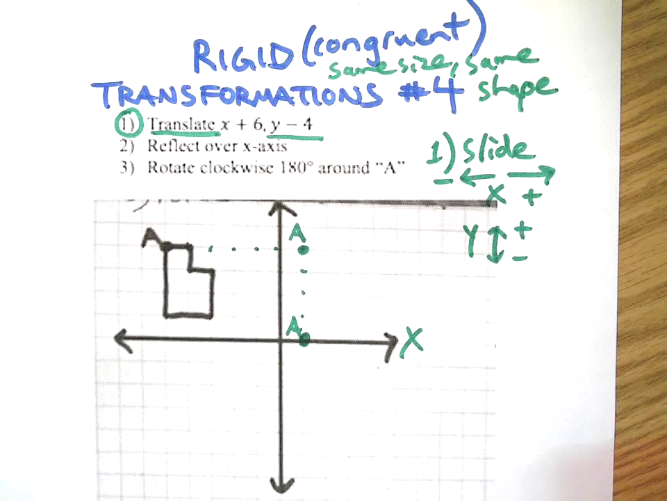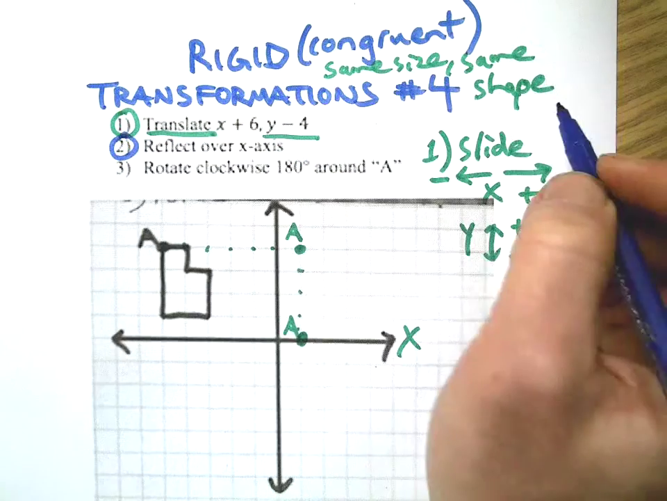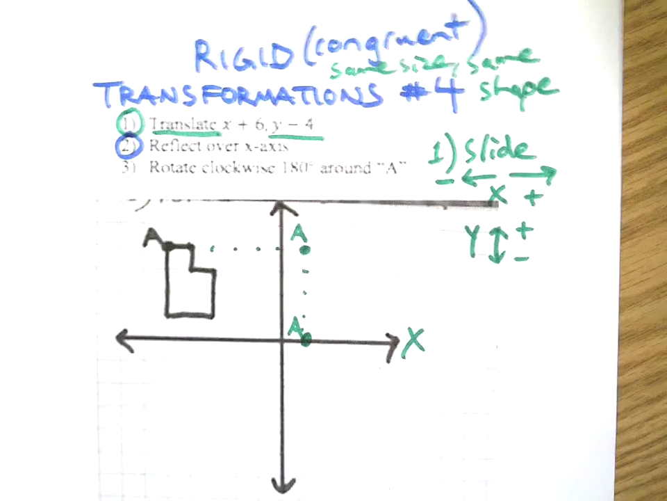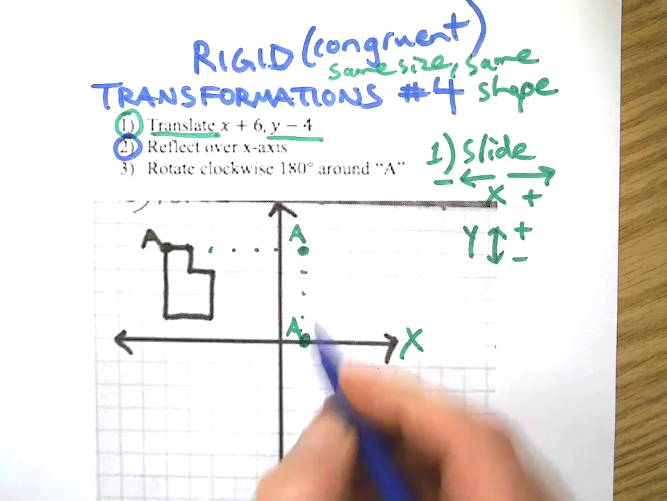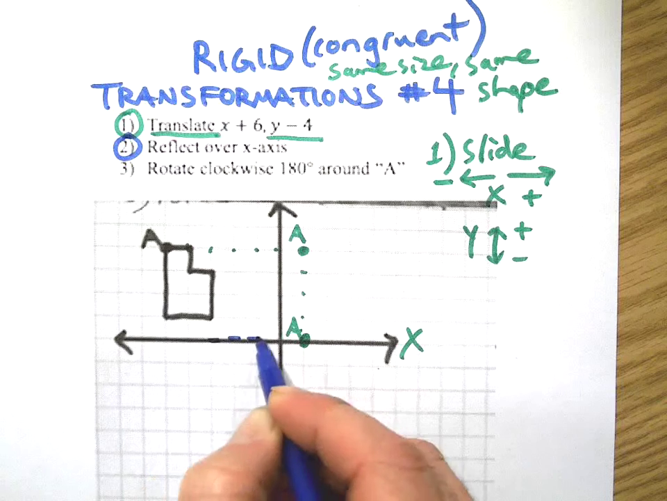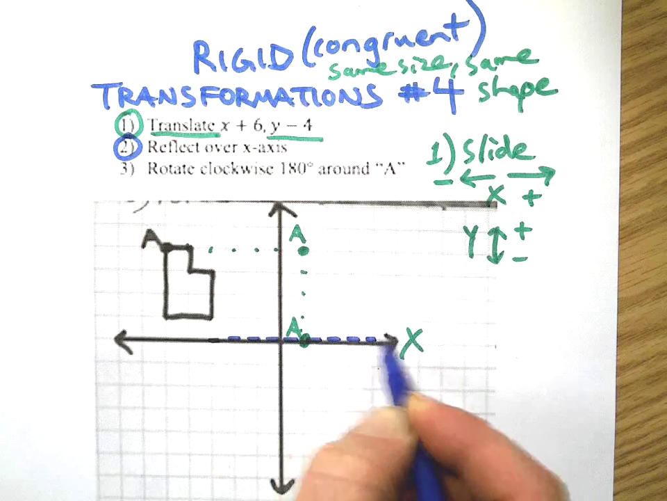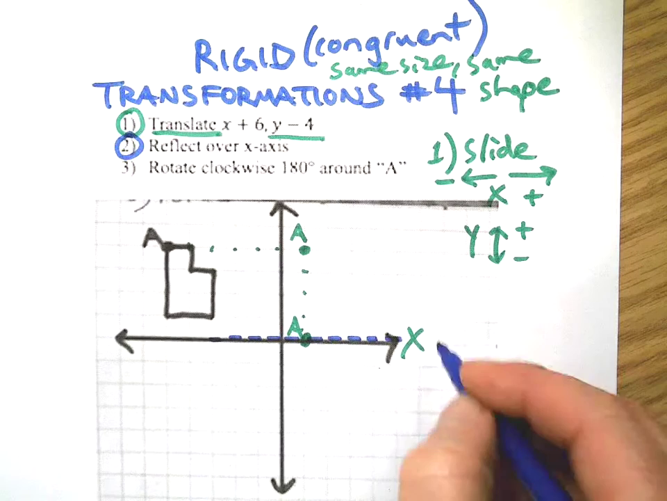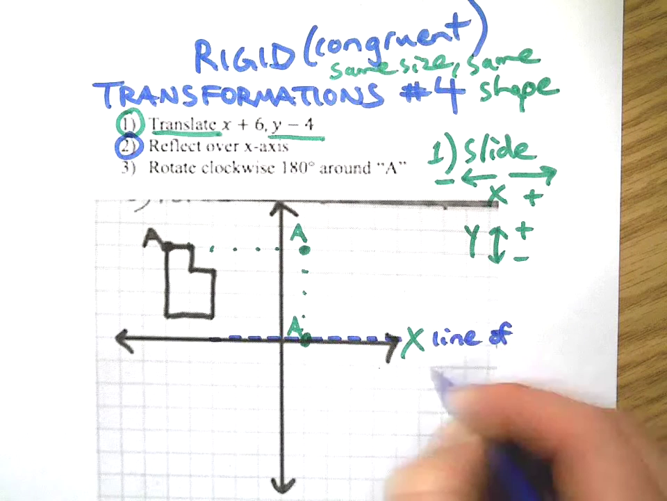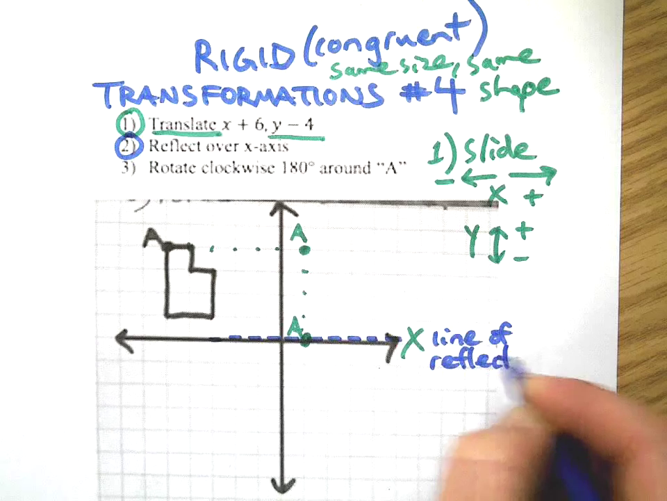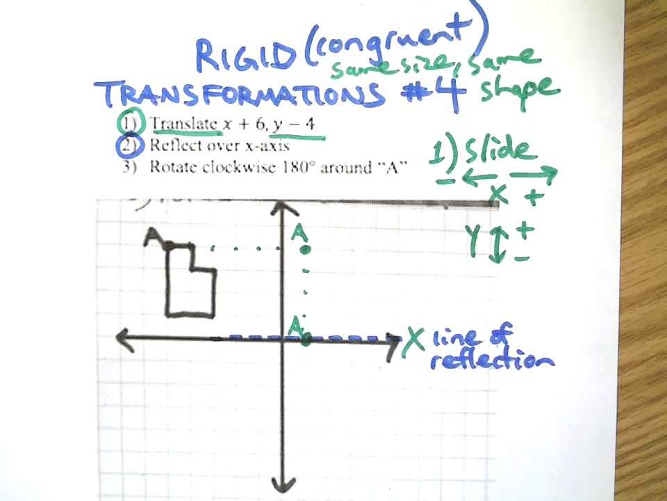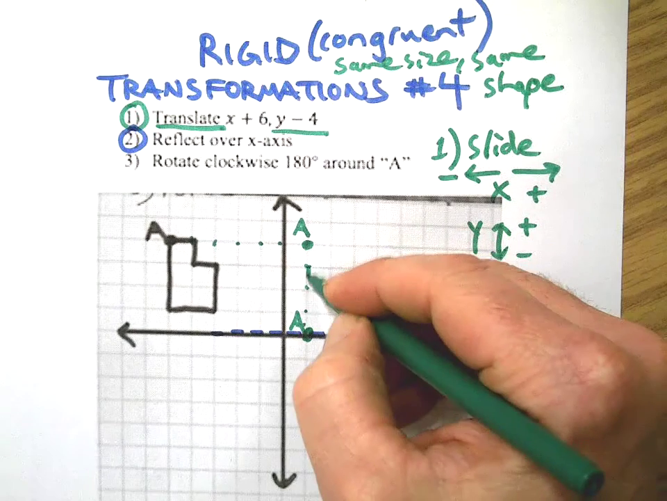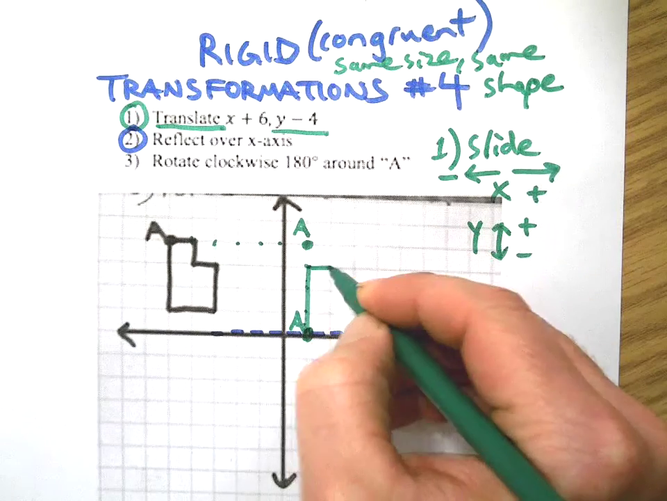Here we go. Okay, so my point A is on the x-axis now. Step 2, we're going to go blue because it rhymes with 2. You can imagine we'll go red on step 3 because that means stop. I'm going to reflect it over the x-axis, which means I'm going to make kind of a little dashed line there. That's going to be my line of reflection.